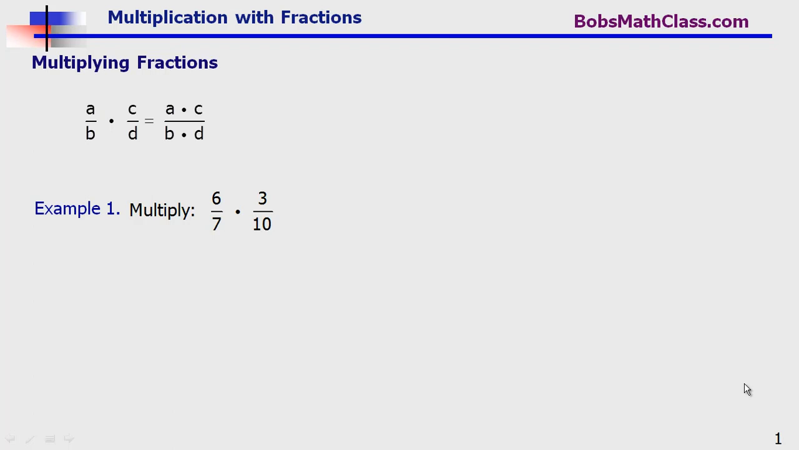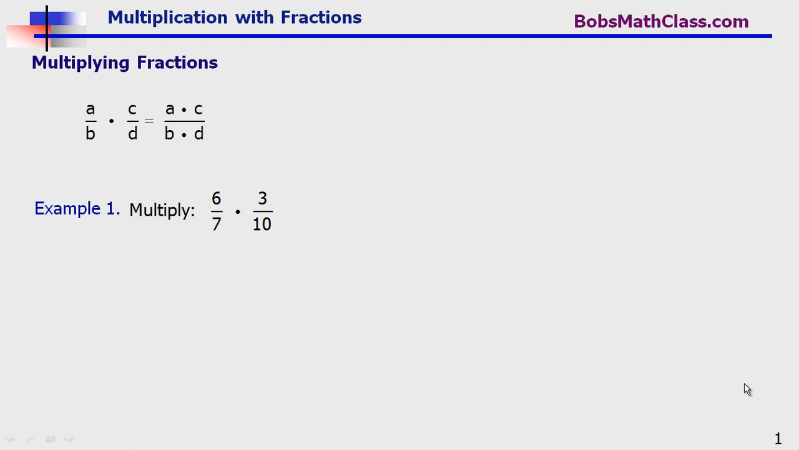How's it going? This video is on multiplying fractions. If we have two fractions, a over b times c over d, multiply the two numerators, a times c, that will be the new numerator, and b times d will be the new denominator.